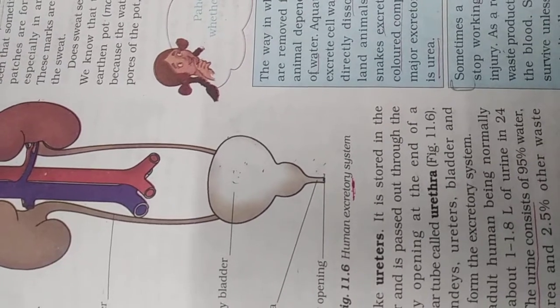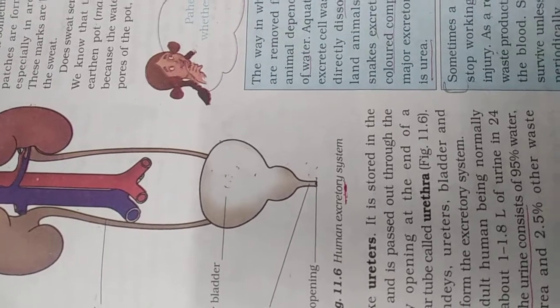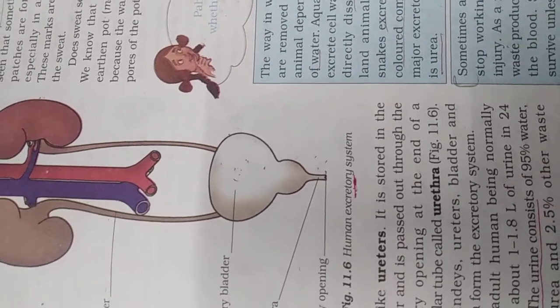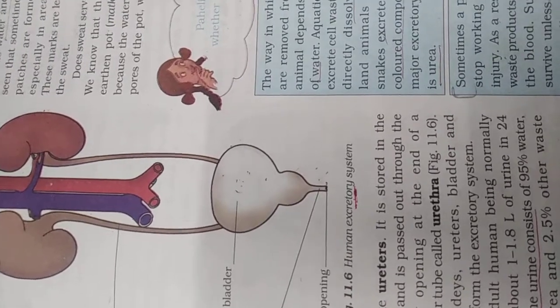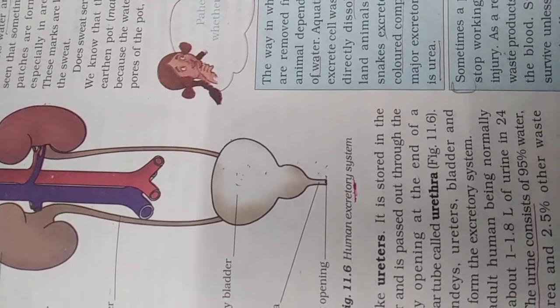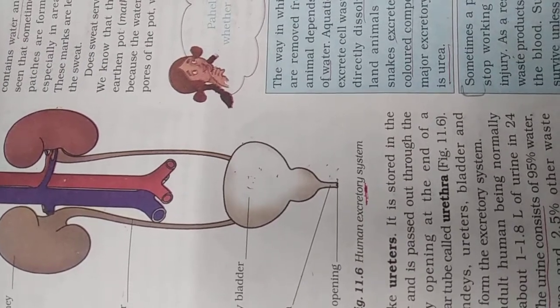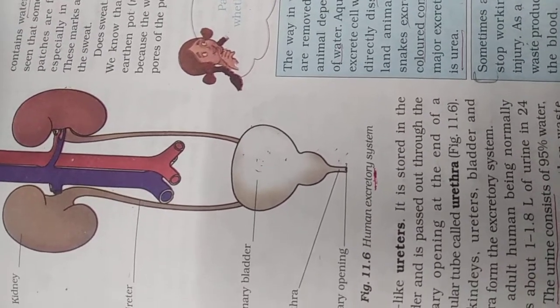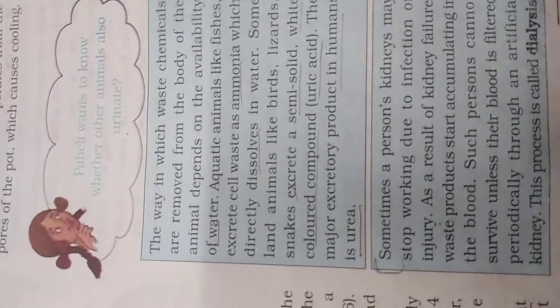But sometimes a person's kidneys may stop working due to infection or injury. As a result of kidney failure, waste products start accumulating in the blood. Such a person cannot survive unless their blood is filtered periodically through an artificial kidney, and this process is known as dialysis. So student, the remaining part of this chapter we will take in the next video.